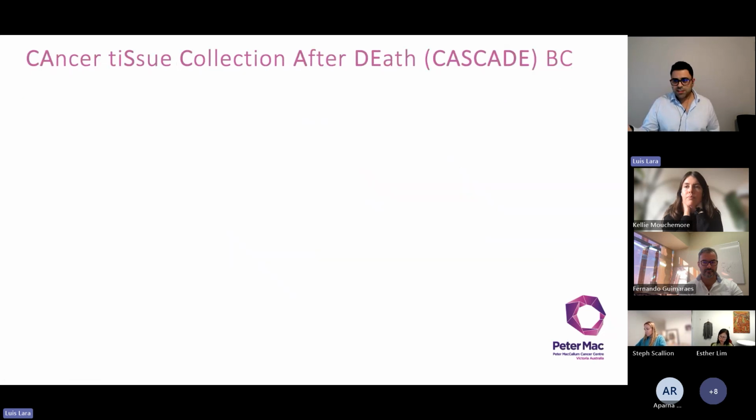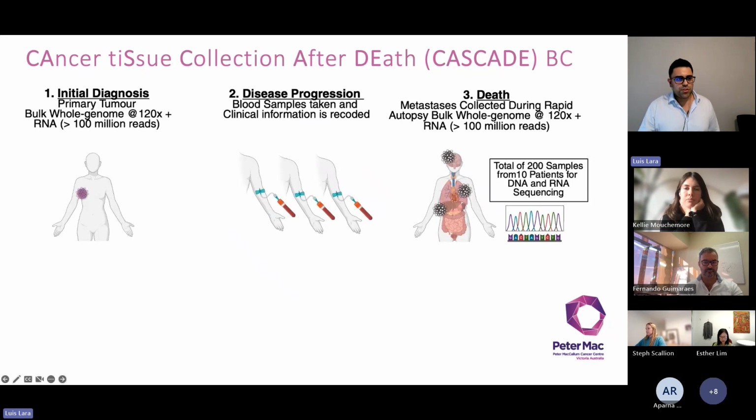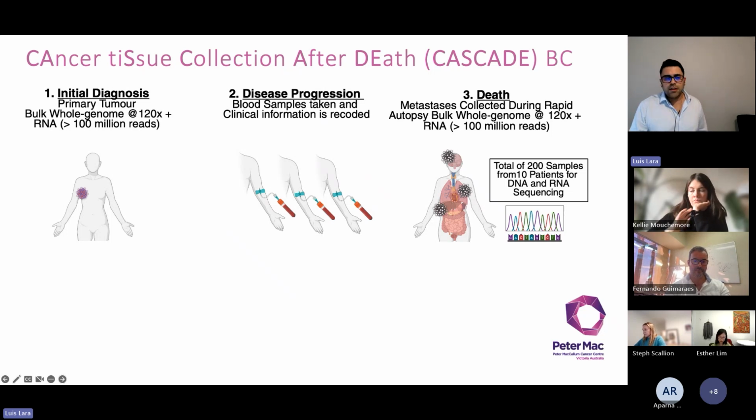So this brings me to the Cascade study, which is Peter Mac's post-mortem autopsy study. Let me give you a brief overview of this project. Patients are originally diagnosed with breast cancer, and then we extract the primary tumor during surgery, and these tumors undergo DNA and RNA sequencing in a whole genome assay at around 120x, which provides enough depth to really characterize the heterogeneity in these tumors. These patients are enrolled for standard of care, or some of them are enrolled in clinical trials. And if the patient relapses, we monitor and take continuous blood samples to measure residual disease.